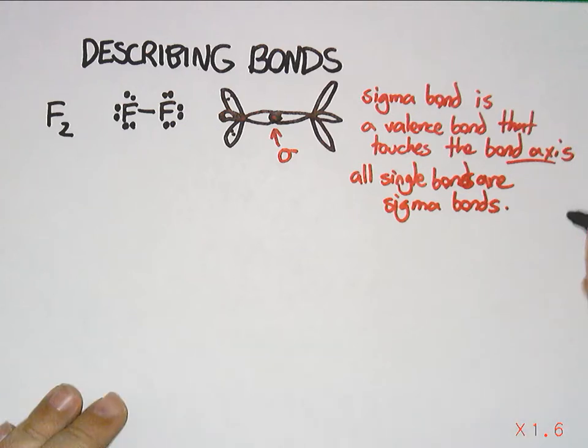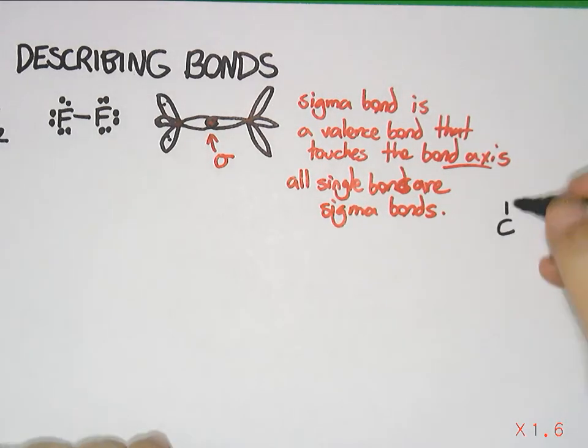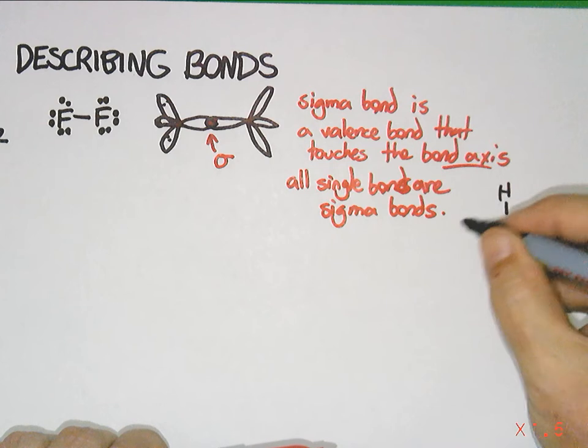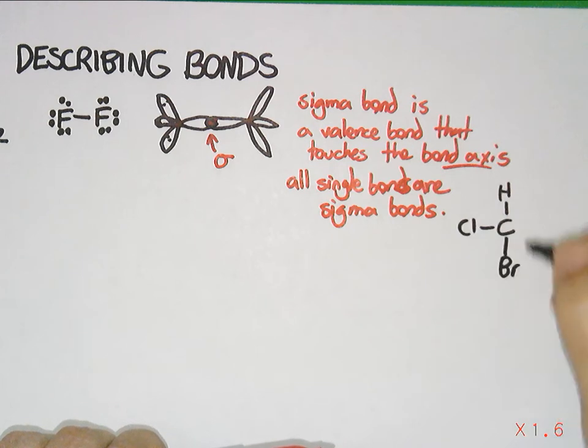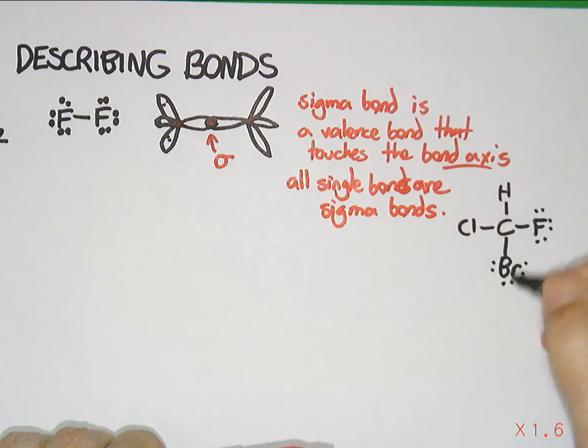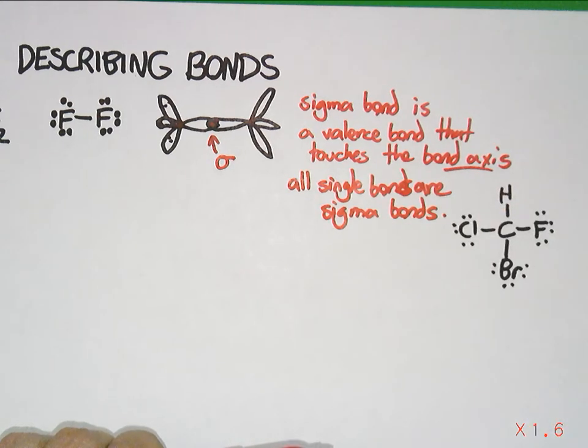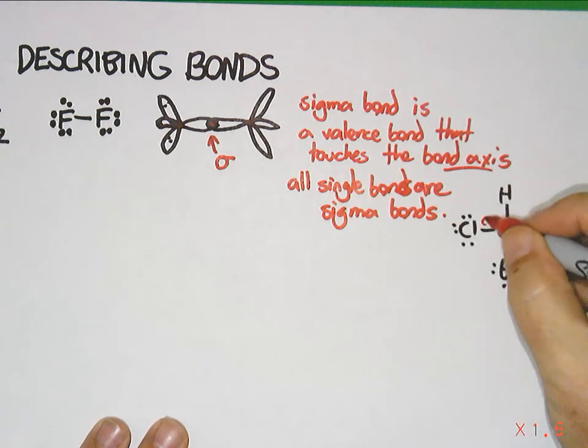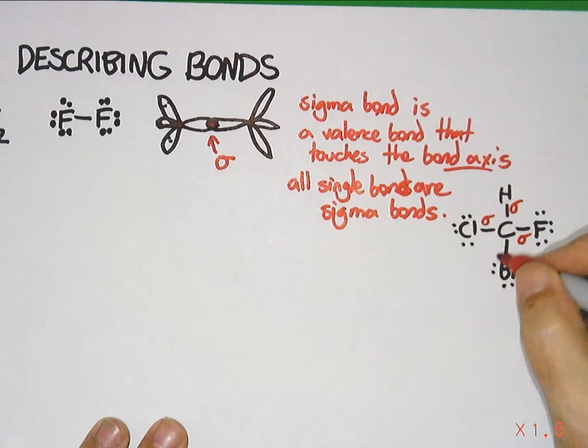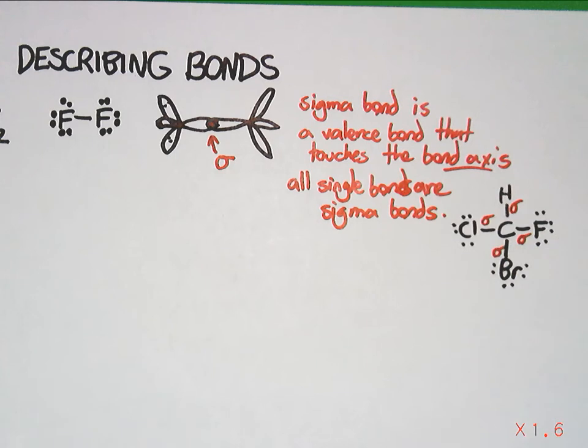So if someone says, here's the Lewis structure for this molecule, and they ask you, how many sigma bonds are in this whole molecule? You'll say, well, there's 4 single bonds. So 4 single bonds is going to be 4 sigma bonds. There's one there, there's one there, there's one there, and there's one there. Okay? So you can count sigma bonds now in things with single bonds.